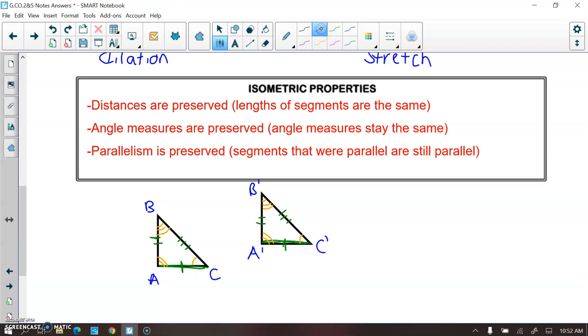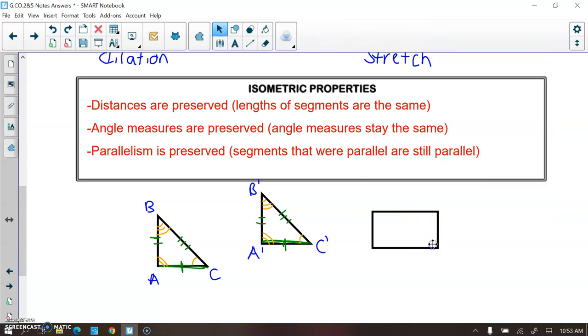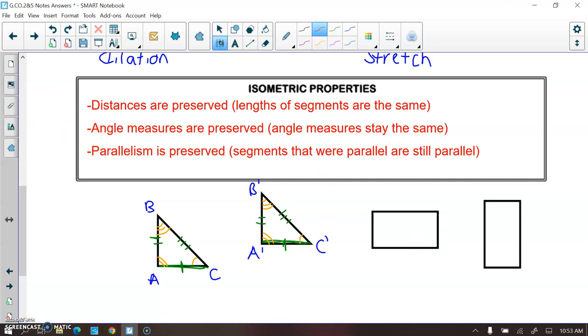And then what it means for parallelism to be preserved is that segments that were parallel are still going to be parallel. That doesn't necessarily mean that AB and A prime, B prime are parallel. That means that, for example, if I had this quadrilateral here, and this quadrilateral here, these two sides are parallel to start, and they still stay parallel to each other at the end. And then these two were also parallel to start, and those same two sides stay parallel at the end.